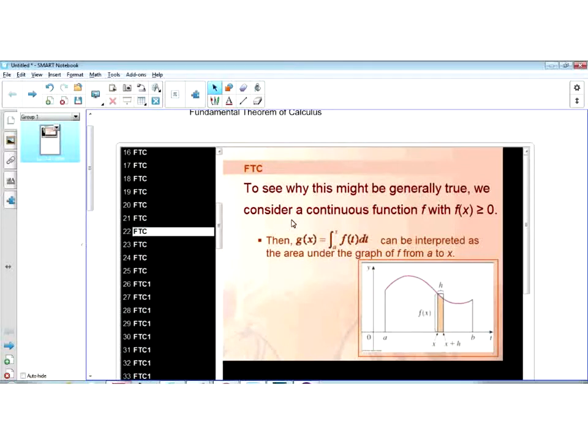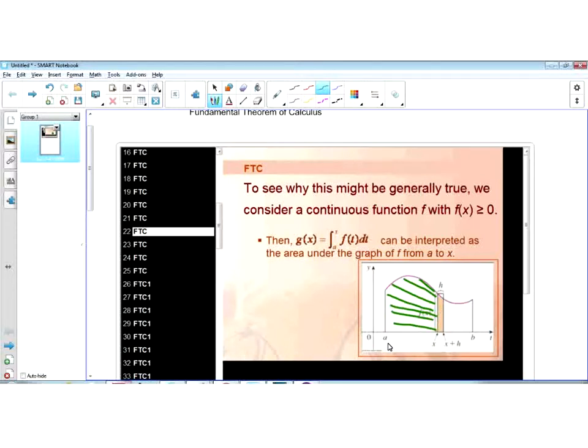That's what the FTC will do. All right, so to see why this might be generally true, we consider a continuous function f with f of x greater than or equal to 0. All right, so the orange curve is f, hypothetical f on the t-axis from a to b. All right, so g of x is the area from a to x of f of t dt. So g of x will be the area under the curve, this area right here. All right, so there's your g of x.